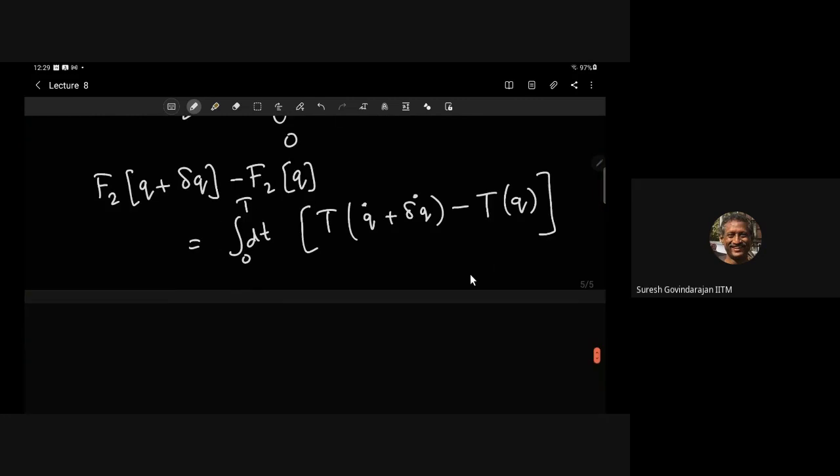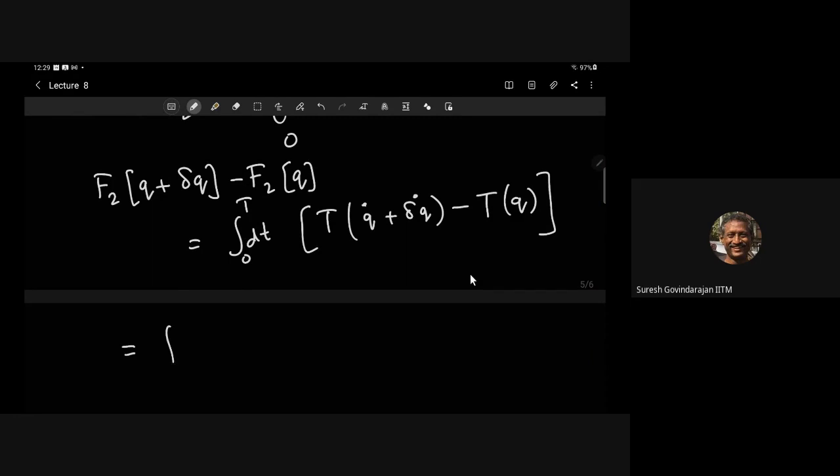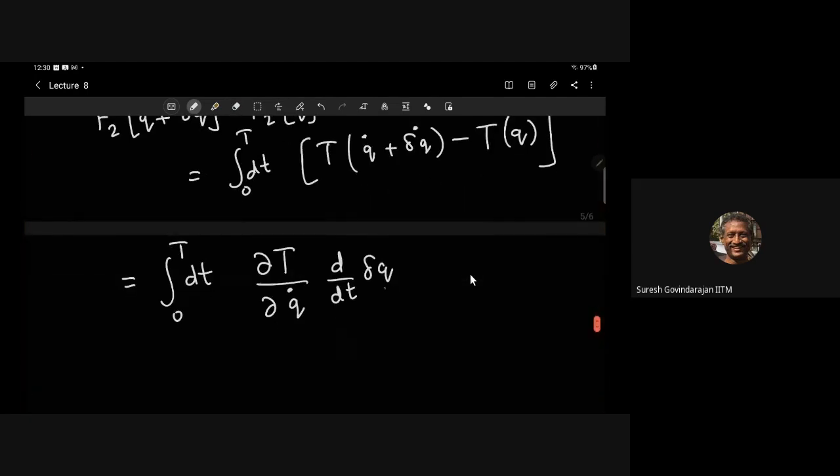Okay, again we can do Taylor series because t is just some function of one variable, and so I can write something like this: integral 0 to t dt partial derivative with respect to dq dot, which is its function, times delta q dot, which I'll write as d by dt of delta q dot. Okay, but we want it in terms of delta q, so what should I do? What should I do next?